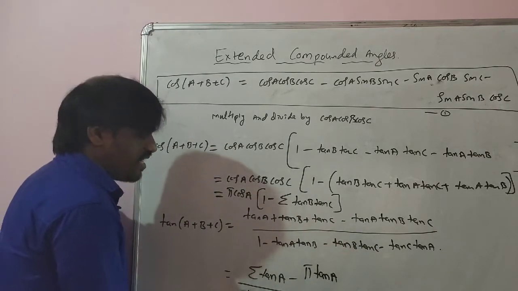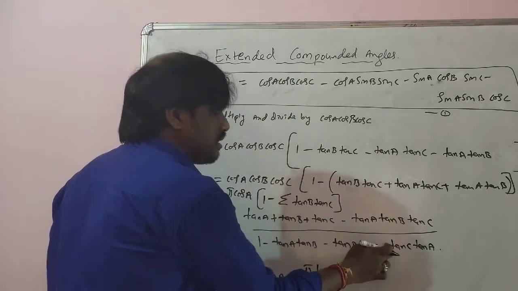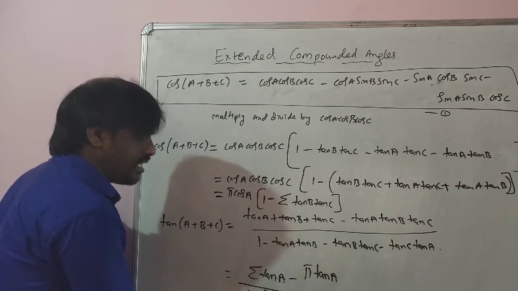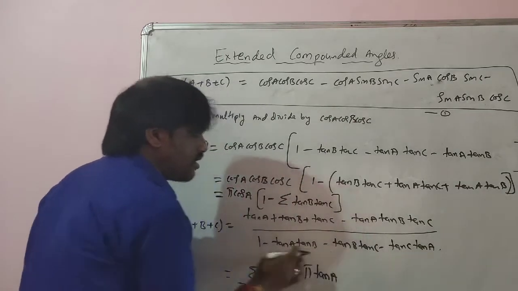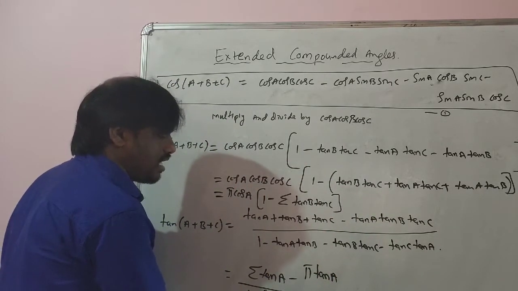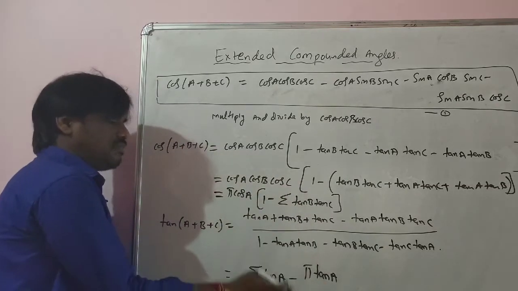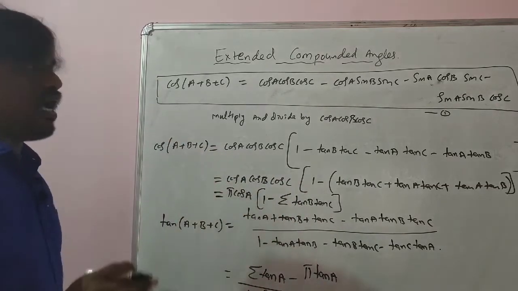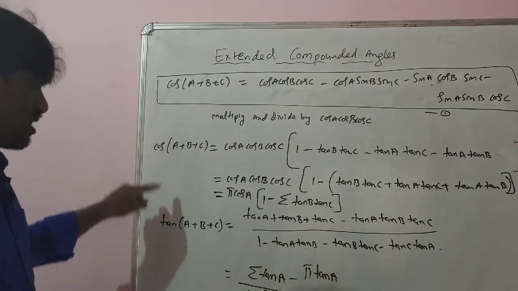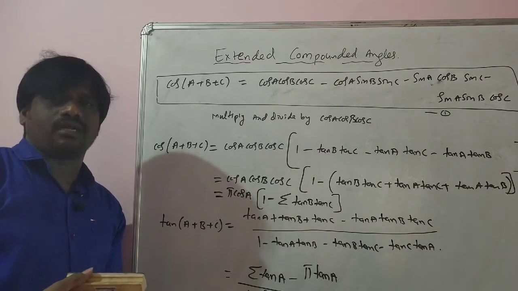And in the denominator, if I take minus common, I get 1 minus the bracket tan A tan B plus tan B tan C plus tan C tan A. Commonly it is AB, BC, CA, so I can write it as sigma tan A tan B. So finally, I have explained all the extended compound angles for sine, cos and tan. Let us solve some problems based on that, and this is what we are going to learn today.